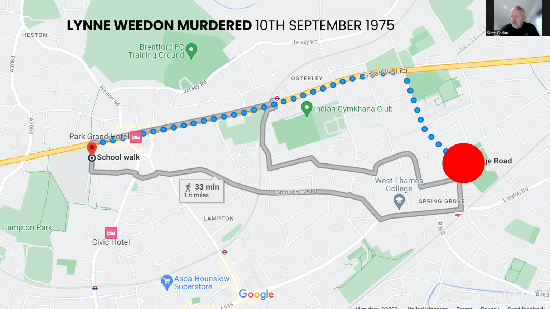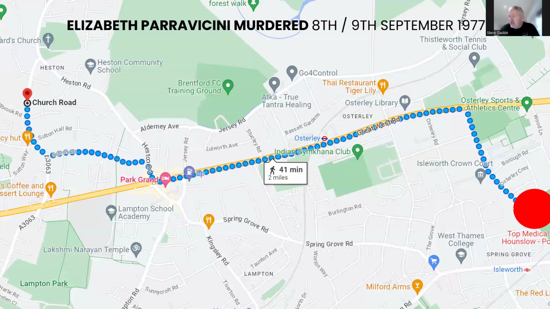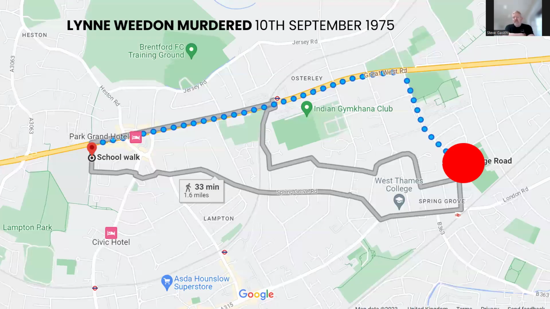Going back here, to both of these cases, Liz Paravicini and Lynn Weedon, there is very, very little evidence, even now, and we're talking now in 2025, as to the possible suspect. I have walked these routes literally hundreds of times during the daytime, during the night time, in the middle of the night, to try and adduce some evidence.